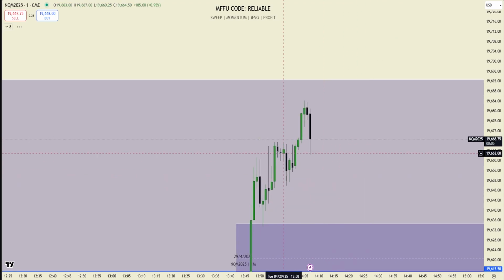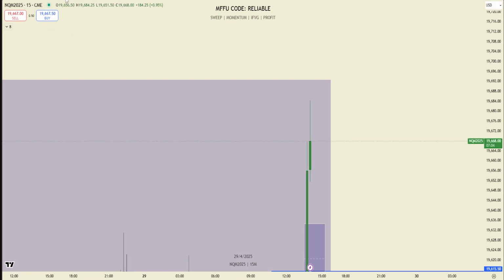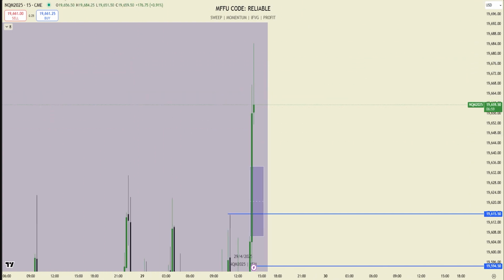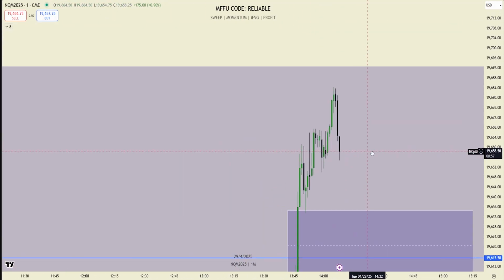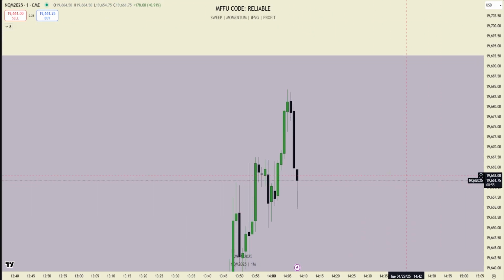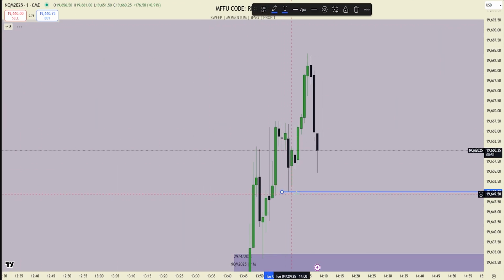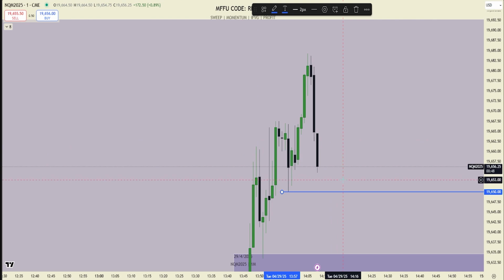I don't know. To me, this doesn't really seem like reversal conditions at all. We do have a 1 minute to the downside here. I really like this momentum. Your break even for this would be the low here. This is actually an okay play because we have the manipulation leg here.